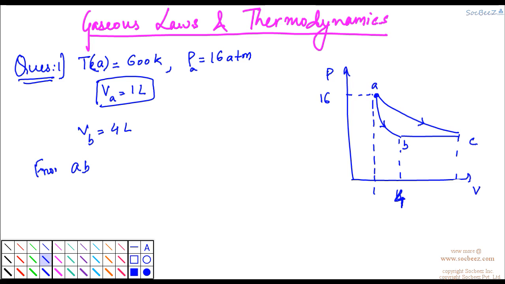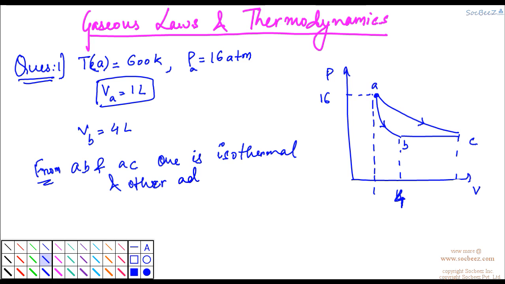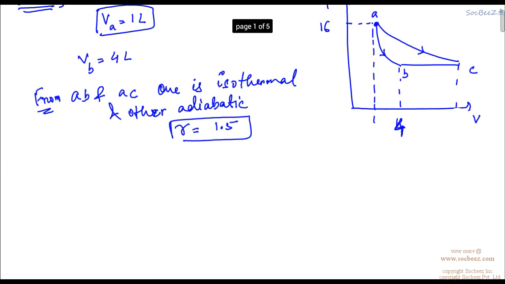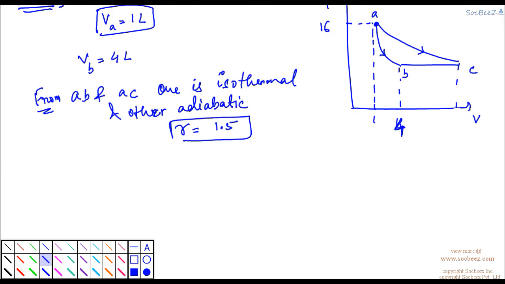From AB and AC, one is isothermal and the other adiabatic. Now the ratio of the specific heats of the gas, that is gamma, is equal to 1.5. It is a special type of gas given with gamma 1.5. So what you need to find is, first, which is the adiabatic process.